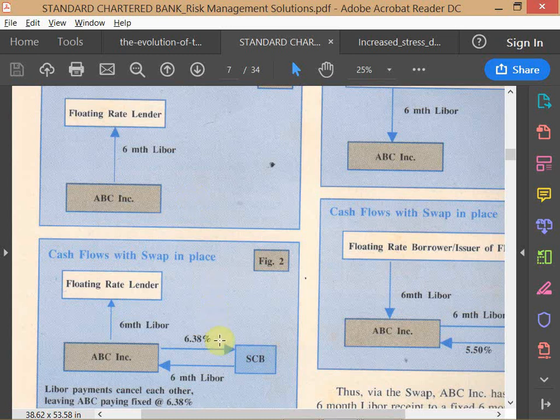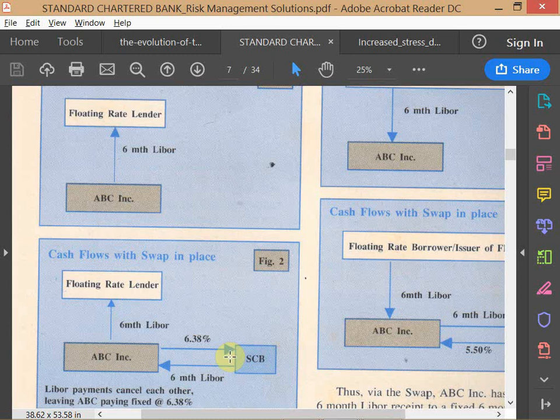Here, immediately the same day, within a few hours of completing the FRN issue, they will enter into a swap with SCB, Standard Chartered Bank, because I wrote this book for Standard. When I wrote this book, I was at Standard Chartered, so all the examples are for SCB. This was written for customers of Standard Chartered Bank, so every bank, all the banks, are actually SCB here. Okay, so is this clear now?